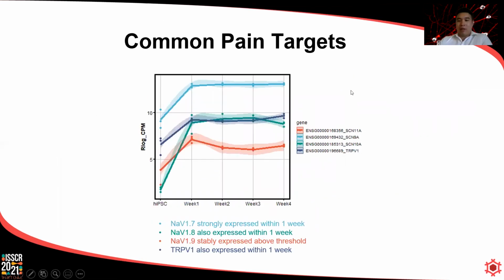Common pain targets are sodium channels and TRPV1. This is just an example of the Real DRG and iPSC application. You can see after 1 week, NaV1.7 is strongly expressed. NaV1.8 is also expressed within a week. We use an RLog value of 6, NaV1.9 is above that cutoff, and then TRPV1 is expressed as well too.